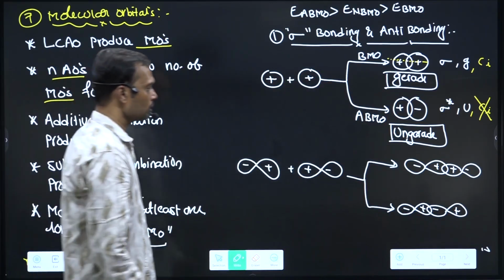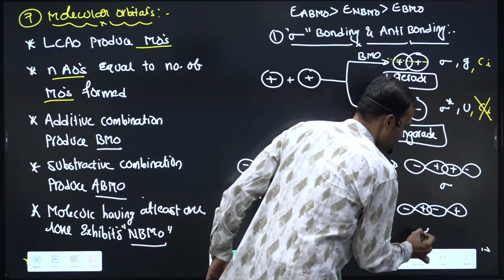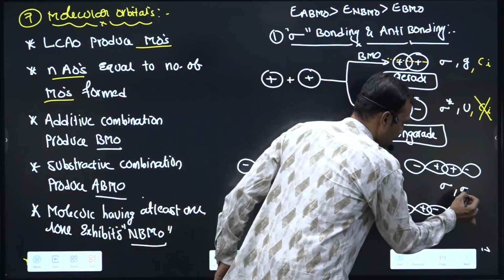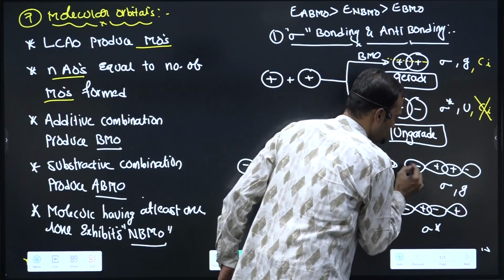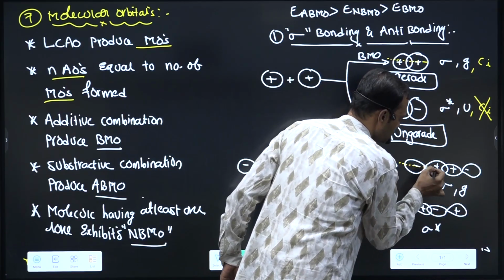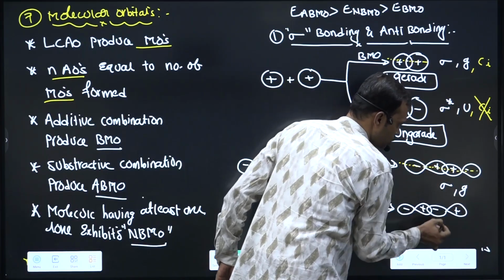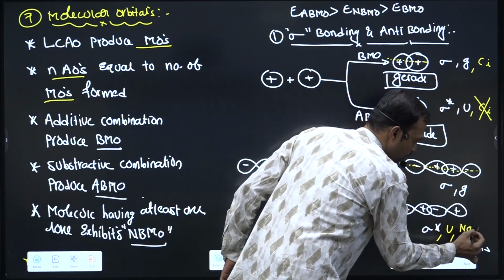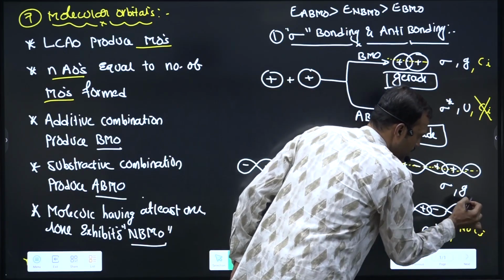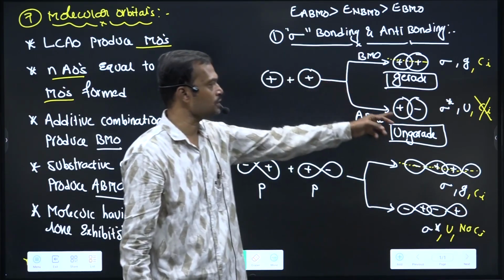Now, is it sigma or not? Here two p orbitals are overlapping. This is sigma, this is sigma star. This is a gerade interaction where two positive charges and two negative charges overlap at one point. Over here they are overlapping, but there is no overlap here, so I can say ungerade. Here no center of symmetry, and here a center of symmetry is present. Two p orbital overlap, two s orbital overlap: gerade, ungerade, gerade, ungerade.